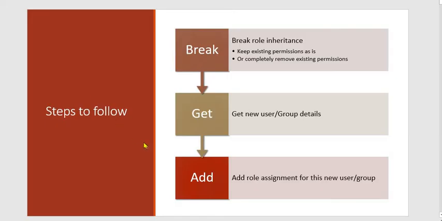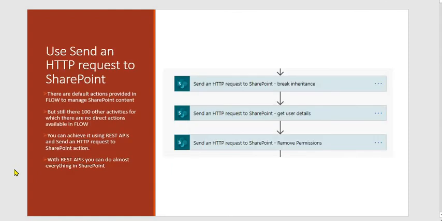So I guess that's it in this video. I hope this will help you guys. You can do a lot of things using REST API. Only one action will really help: Send an HTTP request to SharePoint, to do a lot of things in SharePoint, because of course there are limited actions provided by default in Power Automate. So you can make use of this action and call REST APIs and manage it or automate it on the event of list item added or modified or deleted.